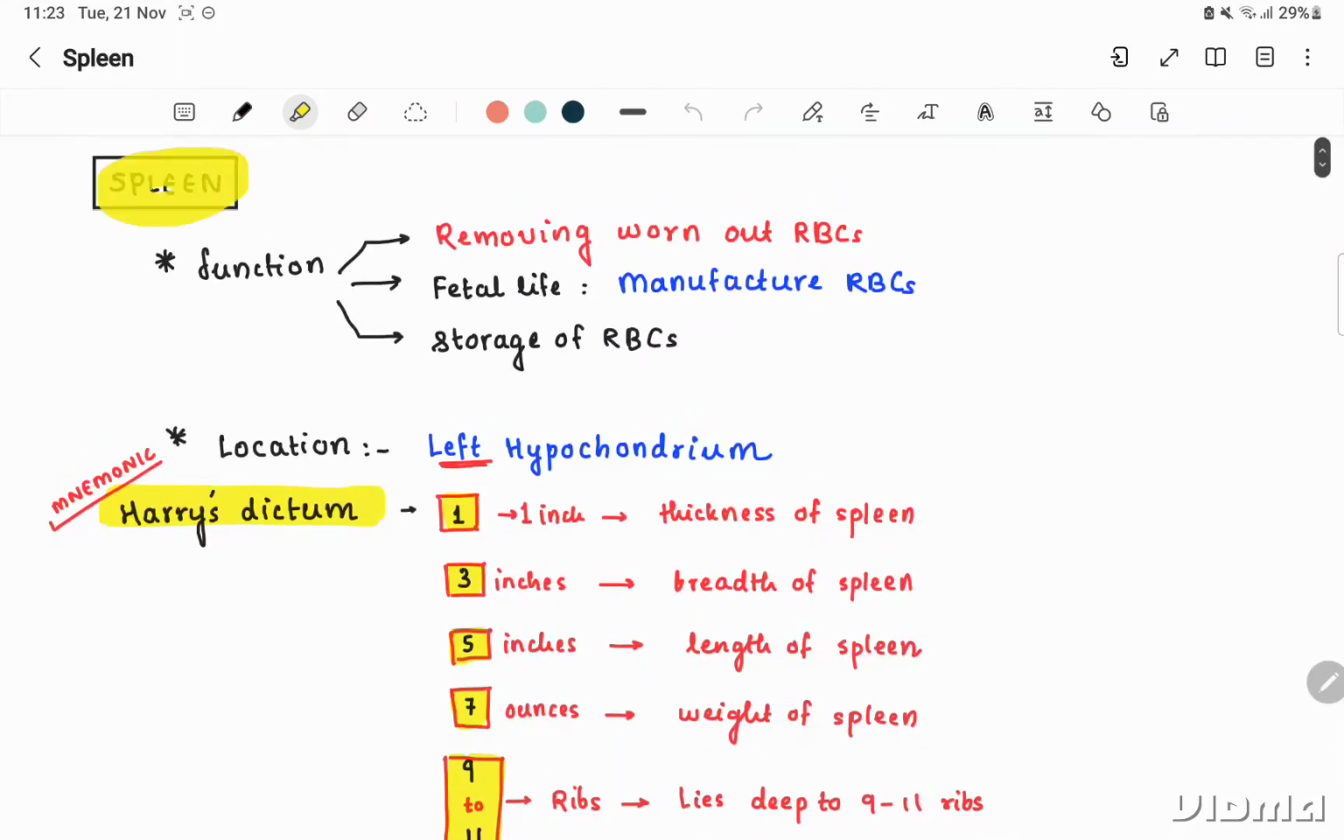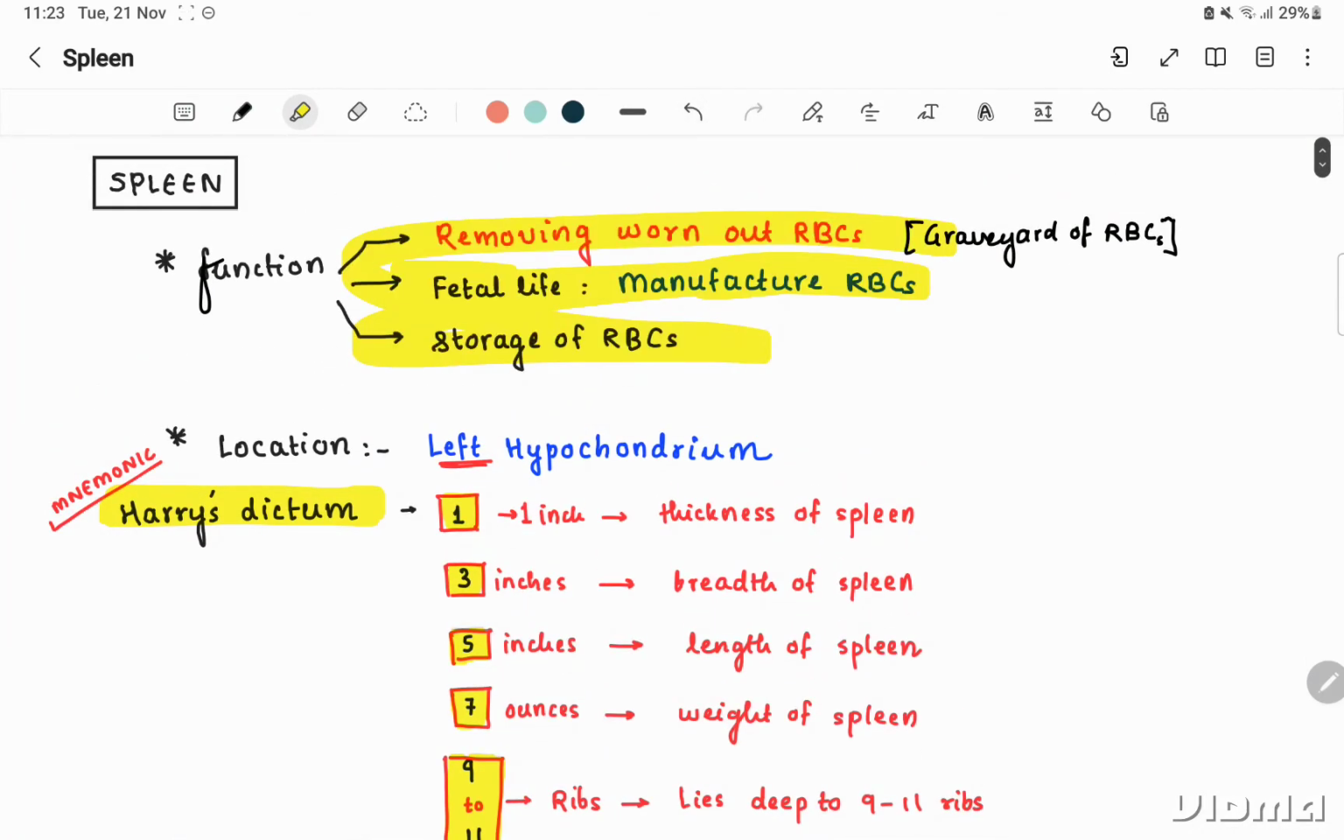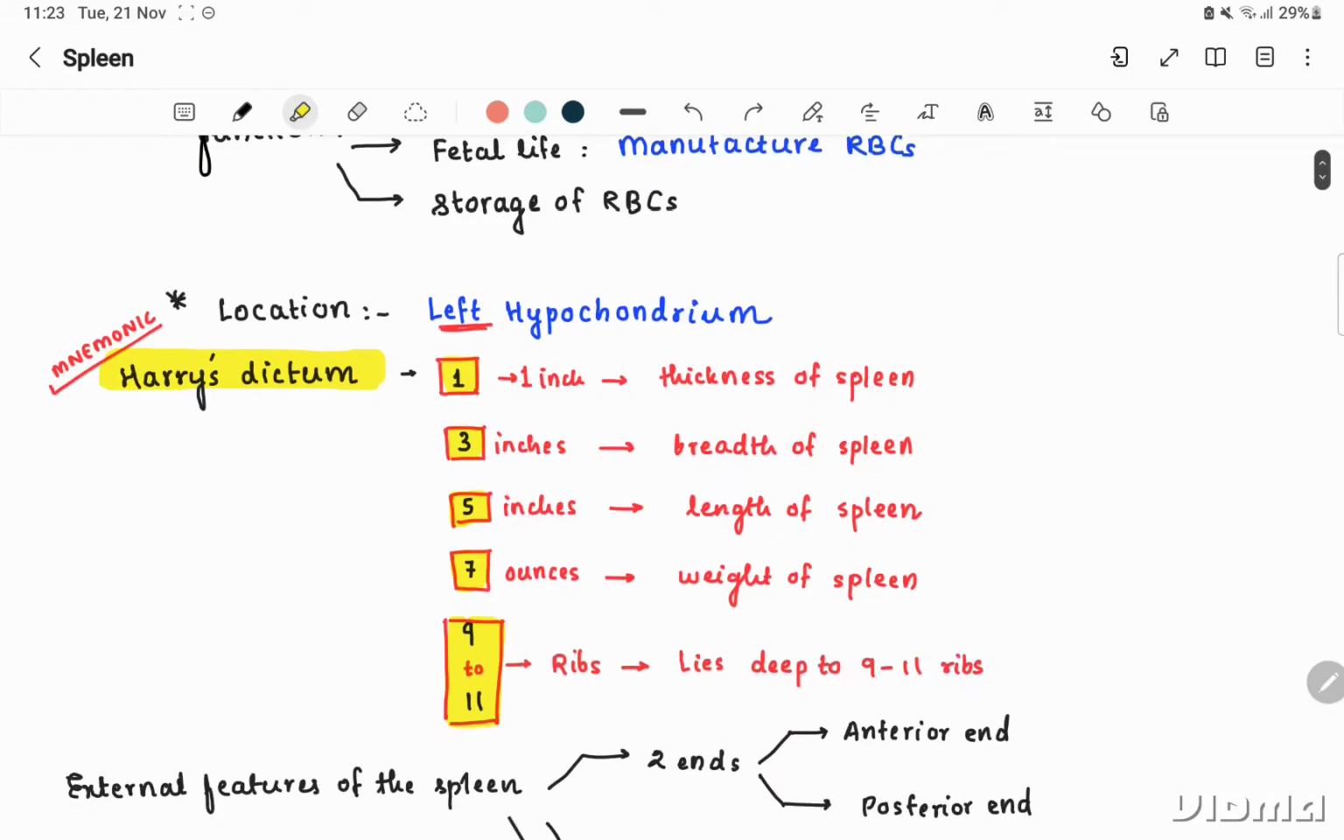Let's talk about an important organ, which is the spleen. The function of the spleen is to remove worn out RBCs, so the spleen is called the graveyard of RBCs. We know this fact. In fetal life, it also manufactures RBCs, and it also does storage. So it forms RBCs, removes RBCs, and stores RBCs. It is mainly intrinsically connected to your RBCs.